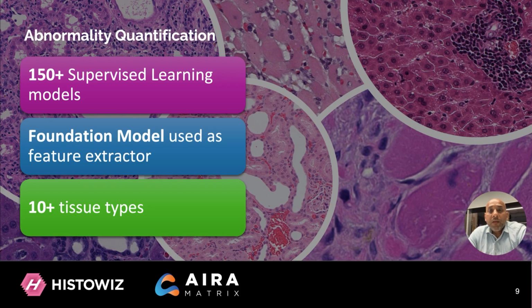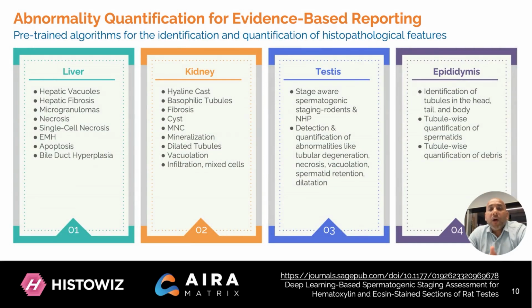What makes AIRATOX truly groundbreaking is its preclinical foundation model, a robust AI framework that has been trained on a massive dataset of more than 130,000 images. These images have been collected from multiple laboratories across various species and tissue types. This comprehensive training allows AIRATOX to generalize effectively across diverse toxicological studies, making it a versatile and highly reliable tool for preclinical research. Pre-trained AI models have been developed to detect, classify, and quantify histopathological features across multiple organs.